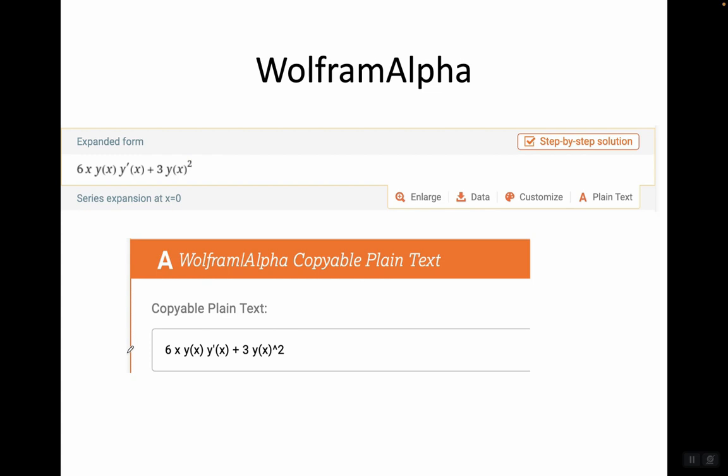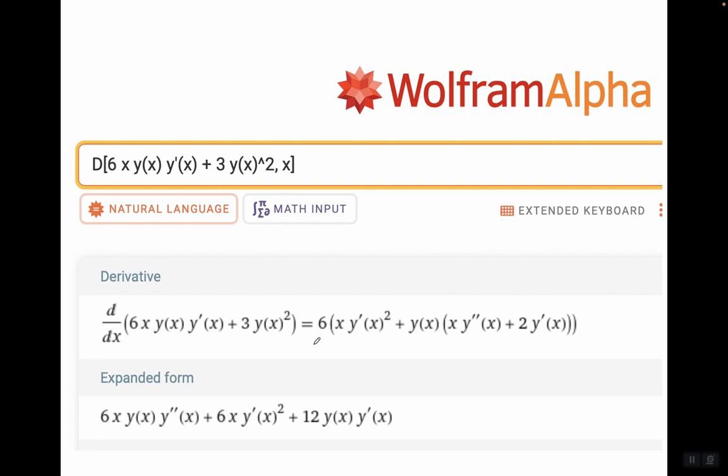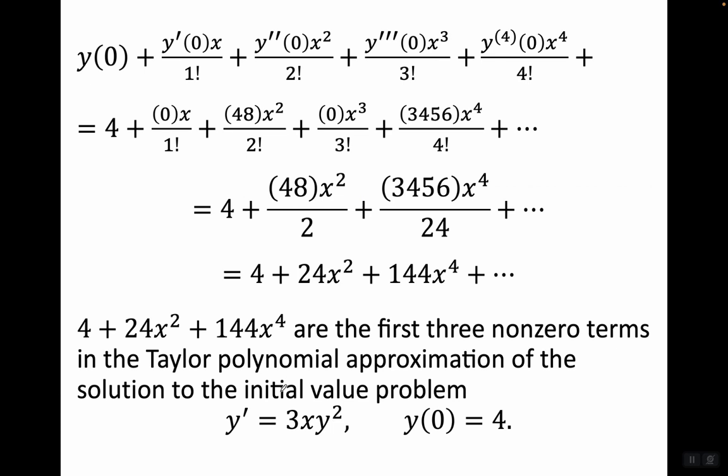Now, if you click on the expanded form, you end up with something that looks like this, copyable plain text. Yeah, so you want this. So click on plain text, and it'll spit out this. And then when you click on this stuff here, it will copy it to your clipboard. And then you can just enter that from your clipboard into here. So you've got the D, you've got the bracket, and you press Control-V to paste it into here. Paste it from the clipboard, comma x, and it will tell you the third derivative. Okay, and then do the same thing, and you'll end up with the fourth derivative. It's very cool. Okay, so let's plug in these values.